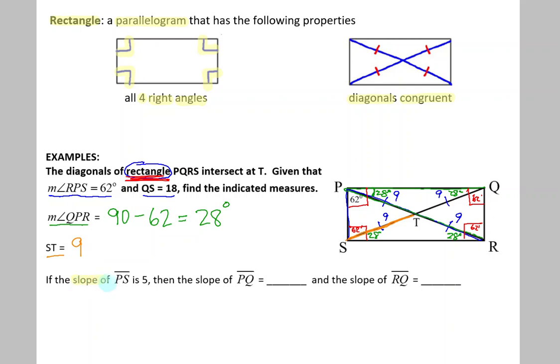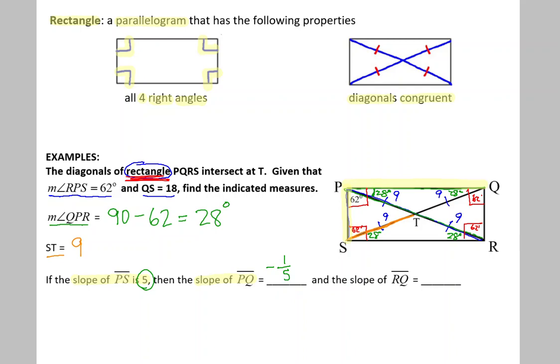And finally, let's look at slopes. If the slope of PS is 5, PS is this segment, then the slope of PQ equals, PQ is this segment, which is perpendicular to that segment. And when lines are perpendicular, then their slopes are opposite reciprocals. What's the opposite reciprocal of 5? Opposite is negative, and reciprocal is 1/5, negative 1/5.